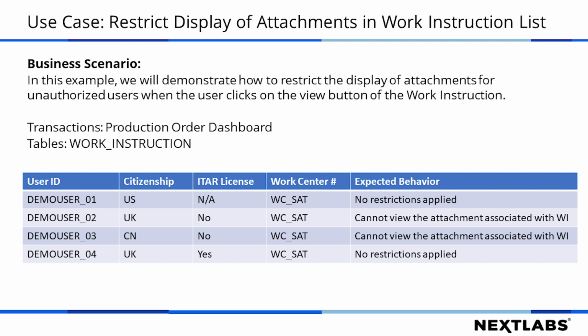Demo user 4 is a UK citizen. He or she also has an export license. Therefore, this user can view all the attachments. To demonstrate this, let's switch to SAP system.